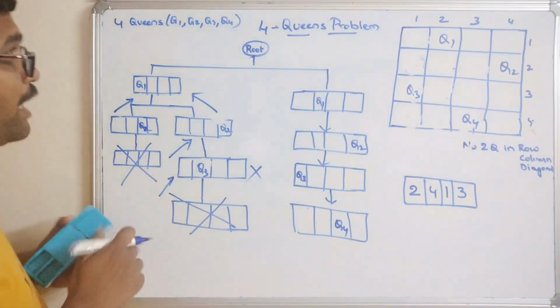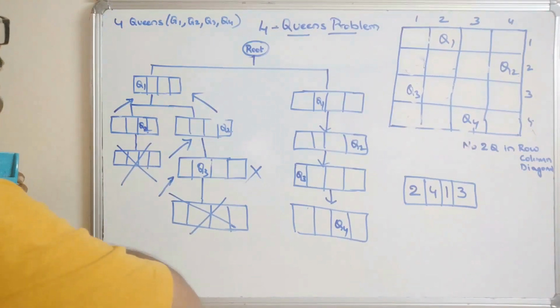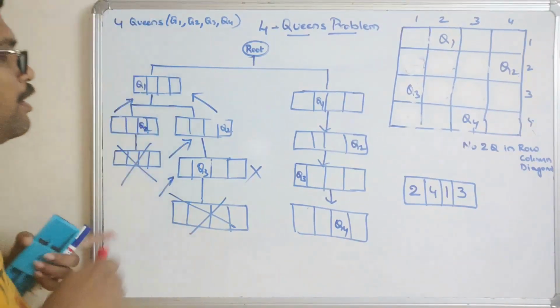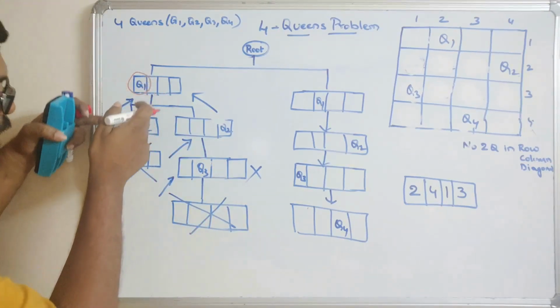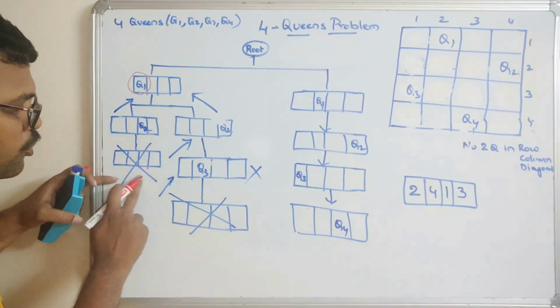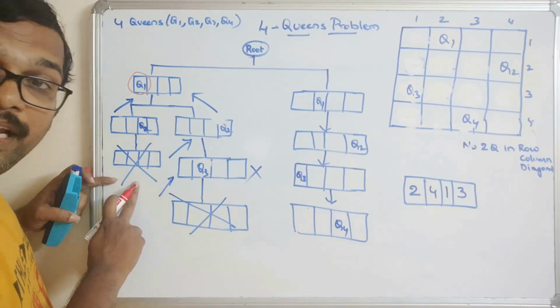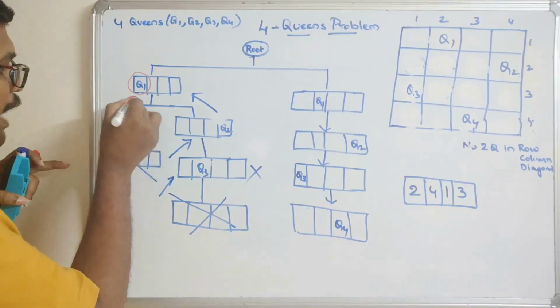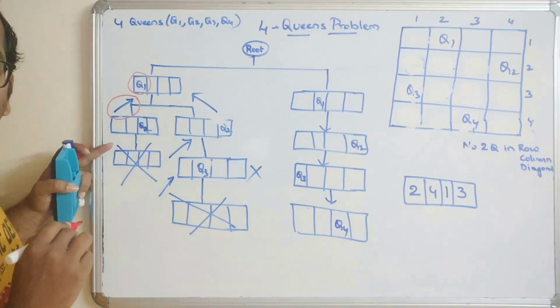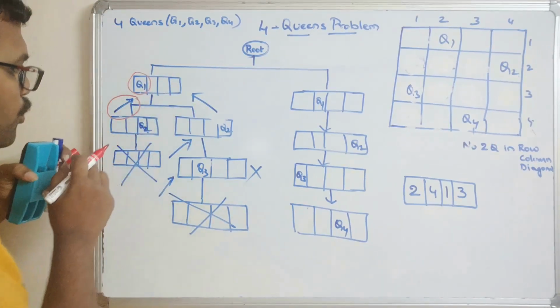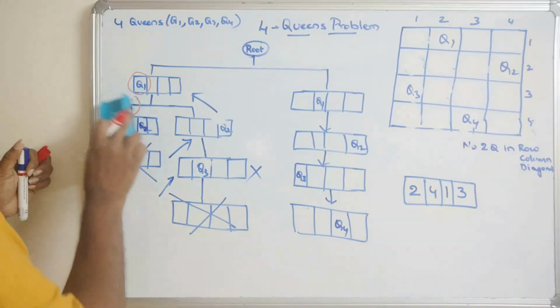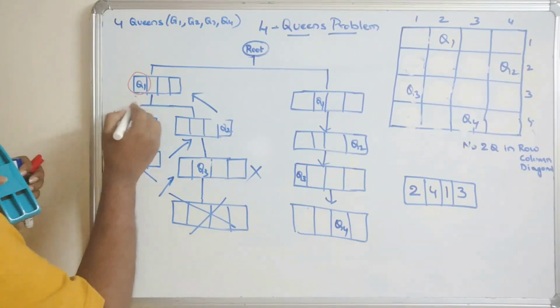Right? So what happens here? We have started from the first position and we have gone through, but there is no place for Q3 without any attacking mode. So we have taken the backtracking, and we have changed the position of Q2. Sorry, so here we have backtracked this one.